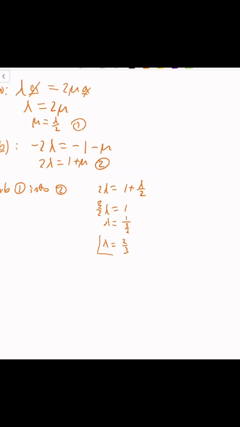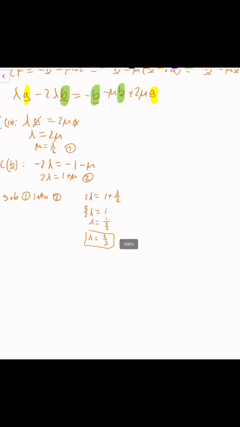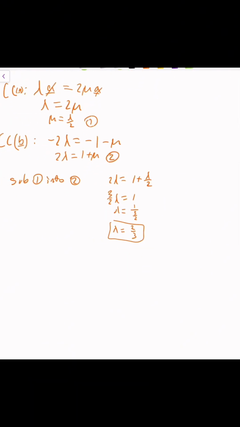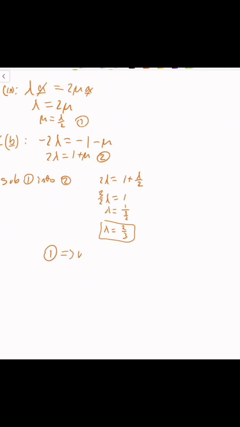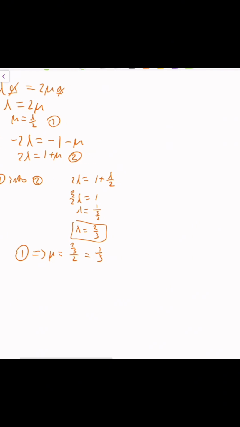That looks promising for our ratio 2 to 1. So now we figure out what mu is. Well, from equation 1, this implies that mu is equal to 2 over 3 divided by 2, which is 1 over 3. So we now know that lambda equals 2 over 3, and mu equals 1 over 3. How do we finalize our proof?